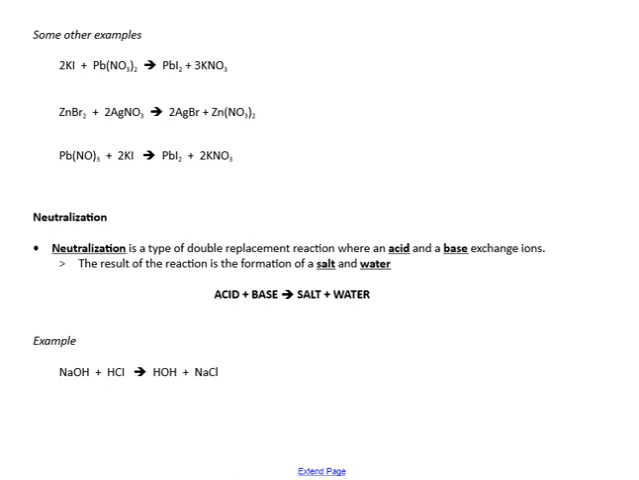These are several other examples of double replacement reactions. Potassium iodide and lead nitrate. Again, it's a compound plus a compound. Zinc bromide and silver nitrate. Again, a compound plus a compound. Notice how the zinc is now attached to the nitrate and the silver is with the bromine. We have replaced in 2 spots. It is double replacement.